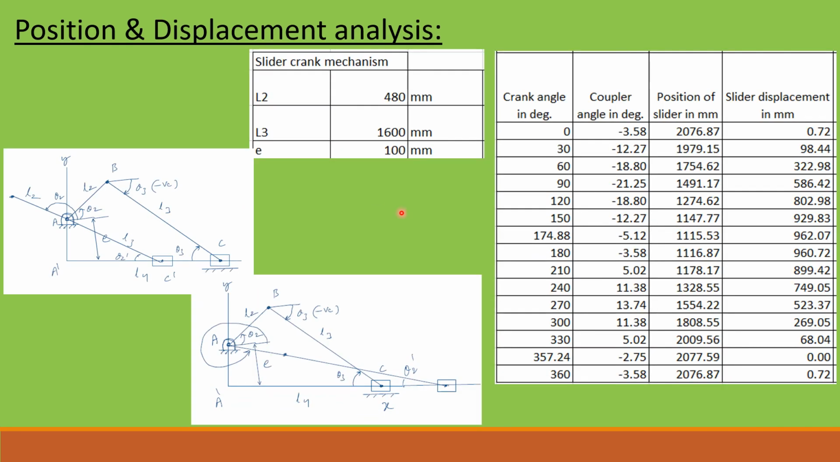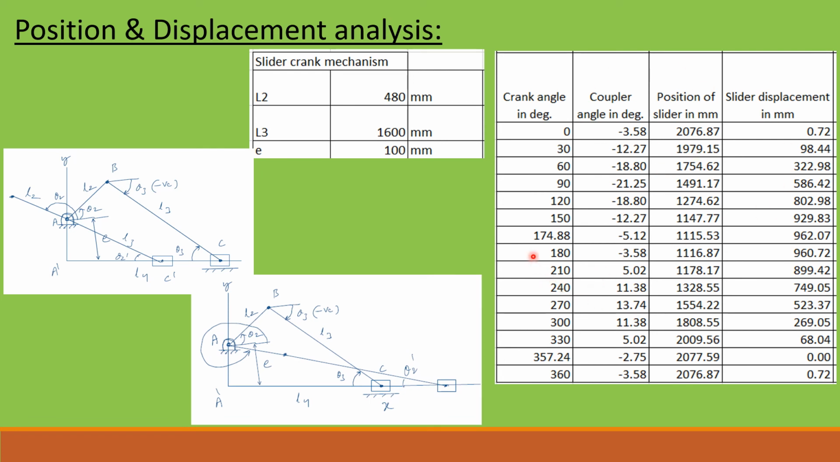After having derived all the equations, let us solve a problem using Microsoft Excel. So again, I have taken the same problem that was in my previous videos. L2 is 480 millimeter, L3 is 1600 millimeter, and offset e is 100 millimeter. So for any given crank angle 0 to 360 degrees, coupler angle, position of the slider, and slider displacement are calculated using the previously derived equations.